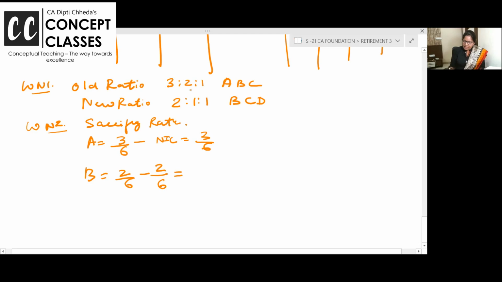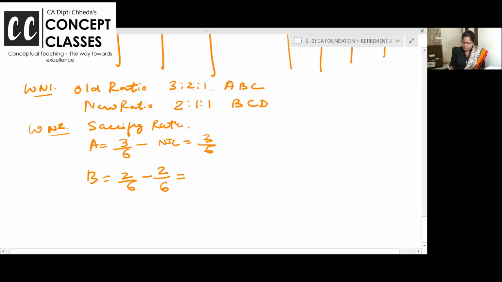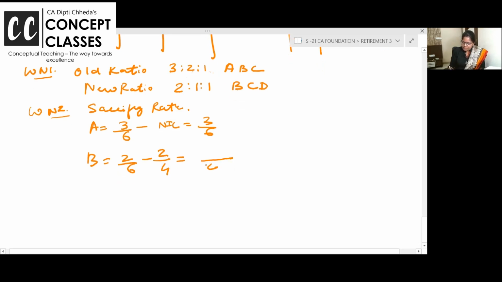Are you getting it? B's old ratio is 2/6. Look at my cursor. B's new ratio is 2/4. Not 2/6, 2/4. So take the LCM, how much is coming? 6 and 4 multiplied, 24. 6 4s are 24, and 2 4s are 8, and 4 and 24. So 6 and 2, 12. Oh, very technical.